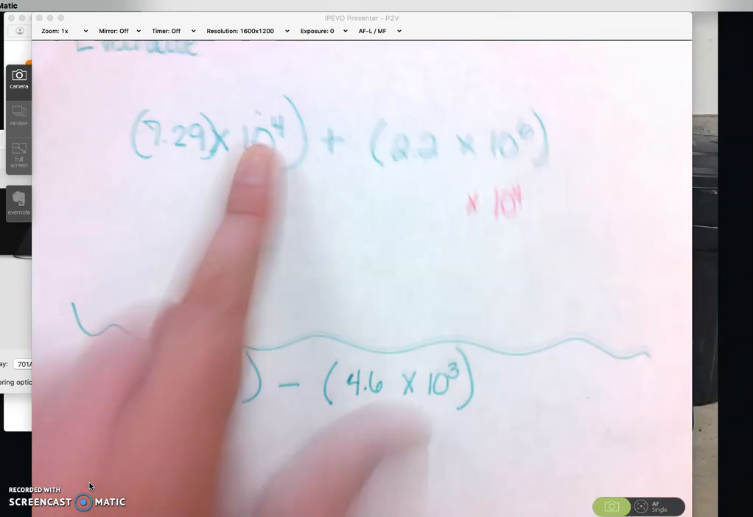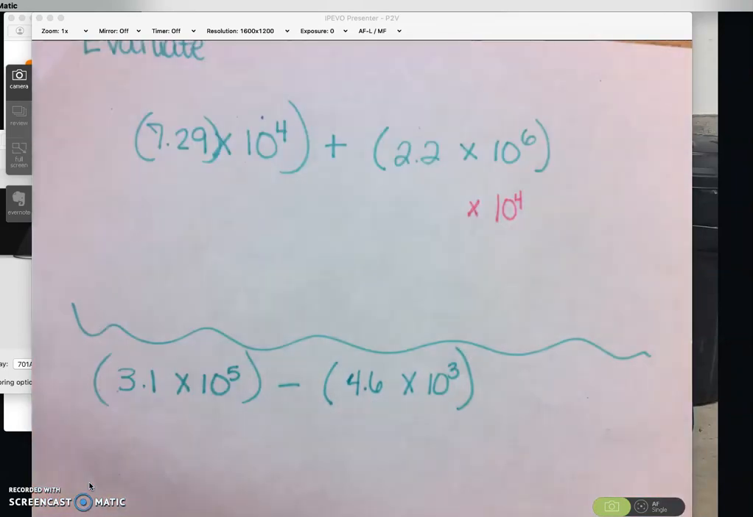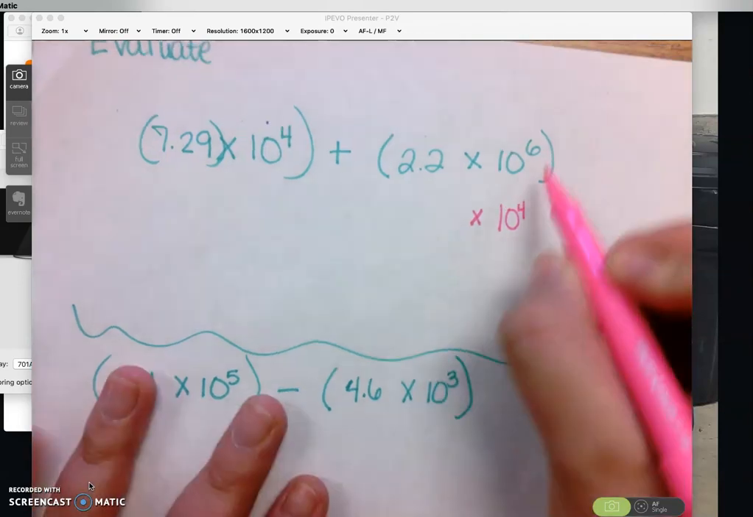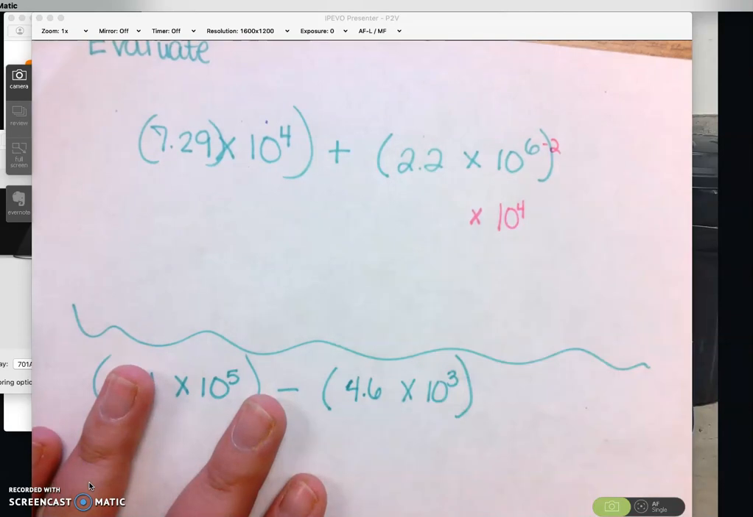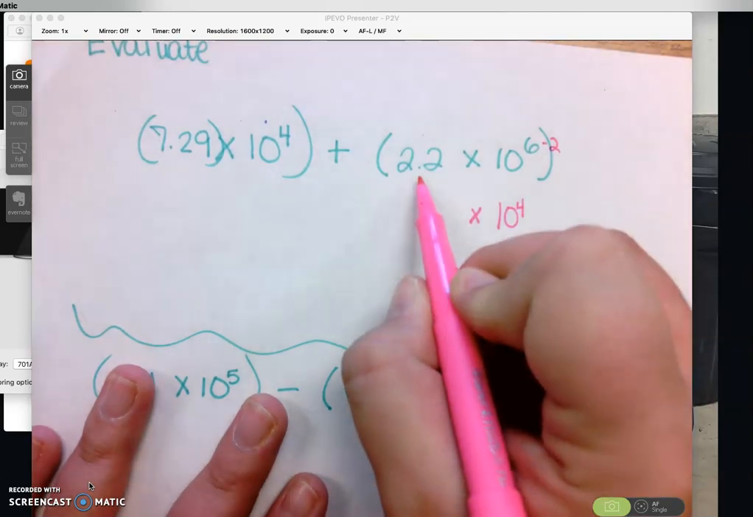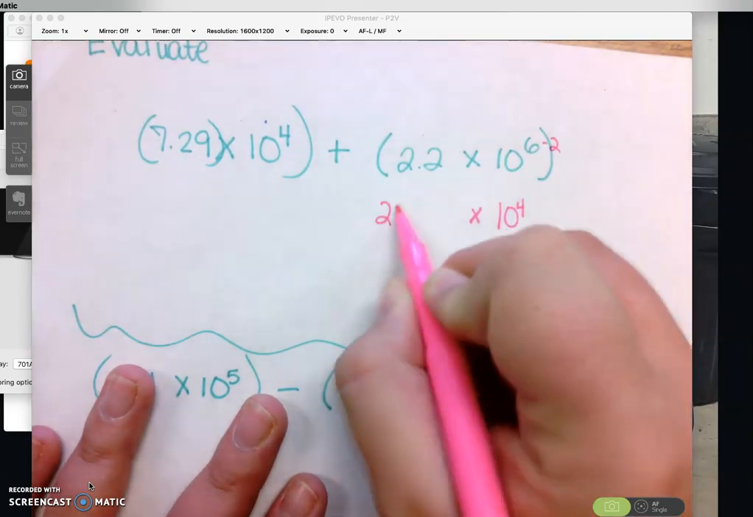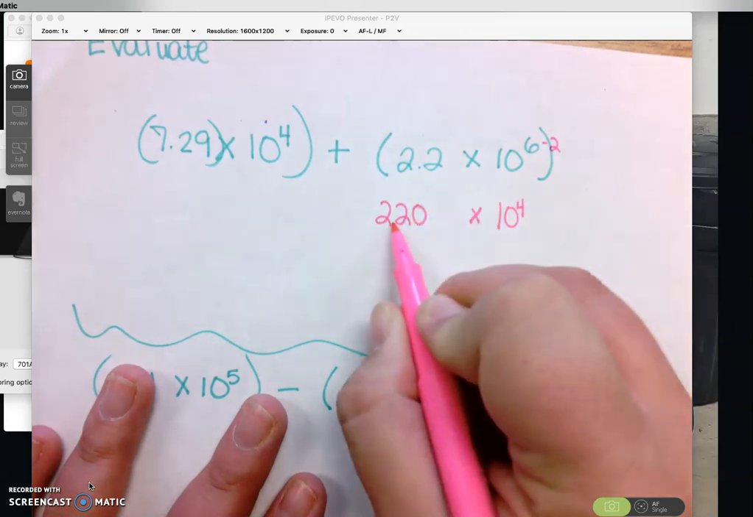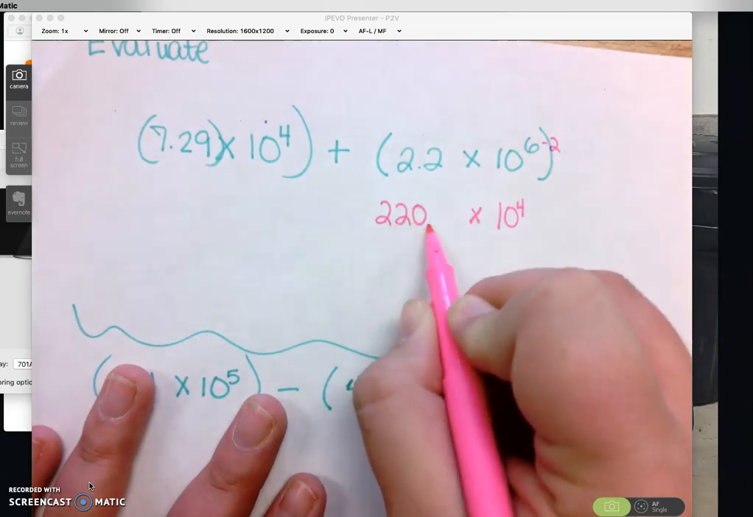Remember, if I make my exponent smaller, what happens to my decimal number? It gets bigger. So I need to move it. I subtracted 2 here, right? I need to move my decimal 2 places. So it was here, 1, 2, so now it's here.